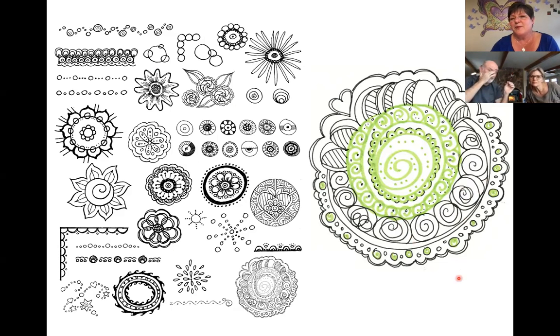And see, this is an example of using a highlighter. So this is a green highlighter and then just with black. Highlighters I think are really versatile because you can draw over top of them. You can also use them to color in areas.